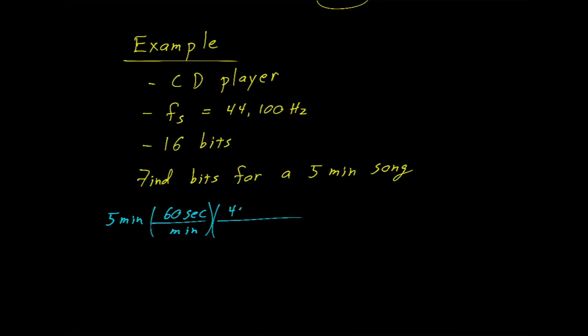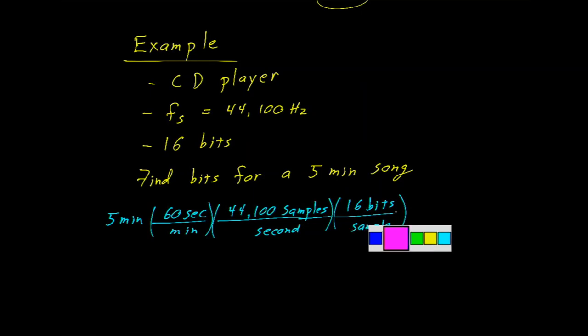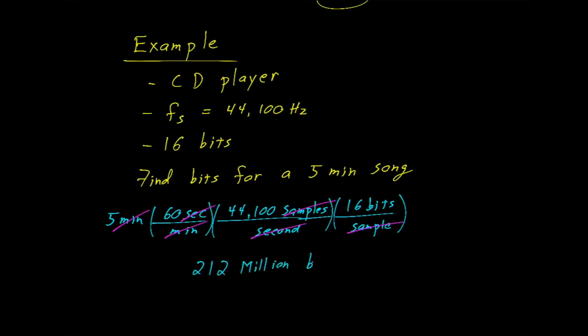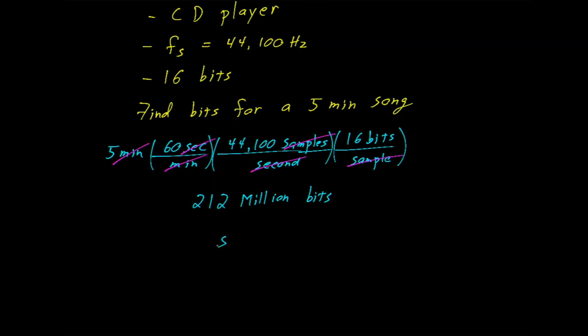There are 44,100 samples per second, and finally, there are 16 bits per sample. Push that through your calculator, I think you'll find about 212 million bits. And if we assume stereo, we're now in the 400 million bit range.